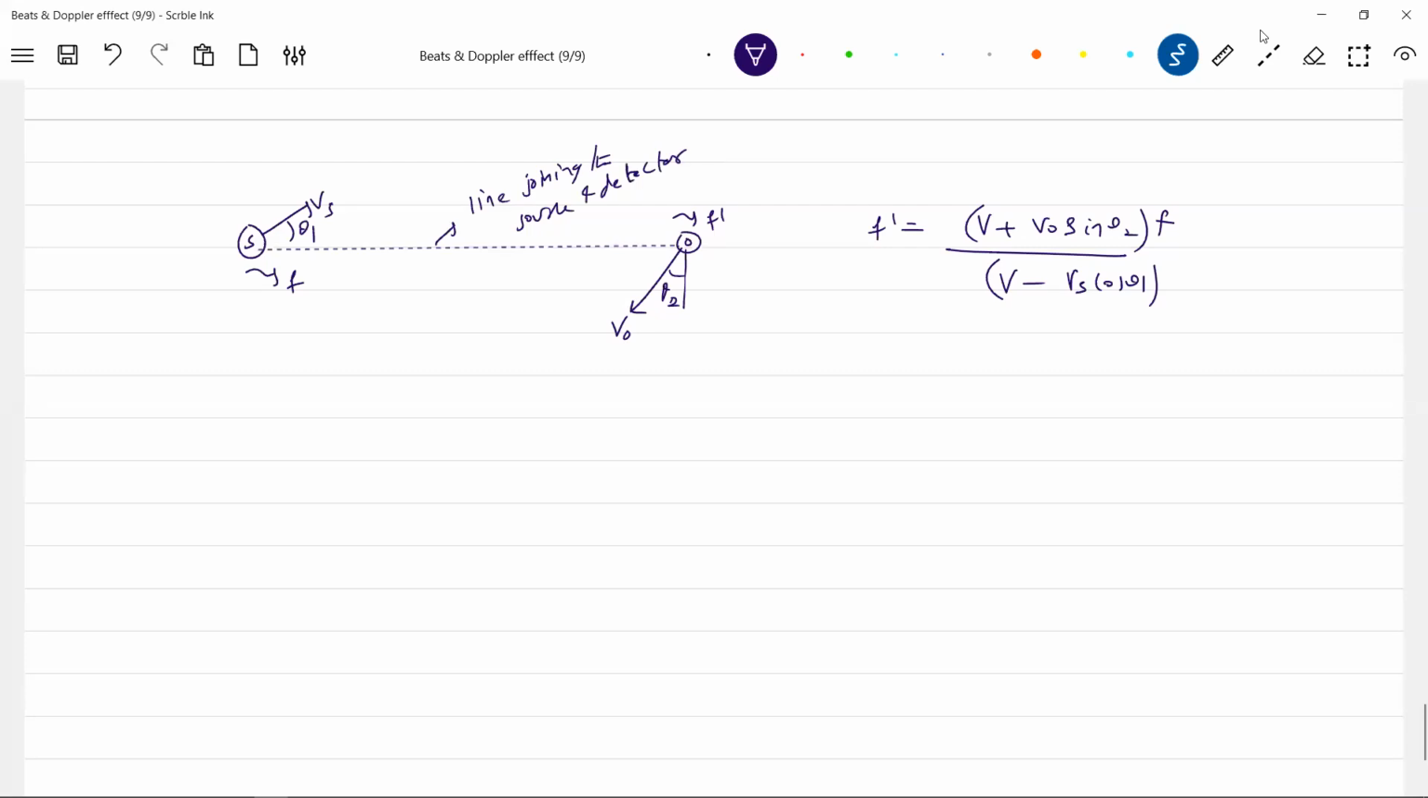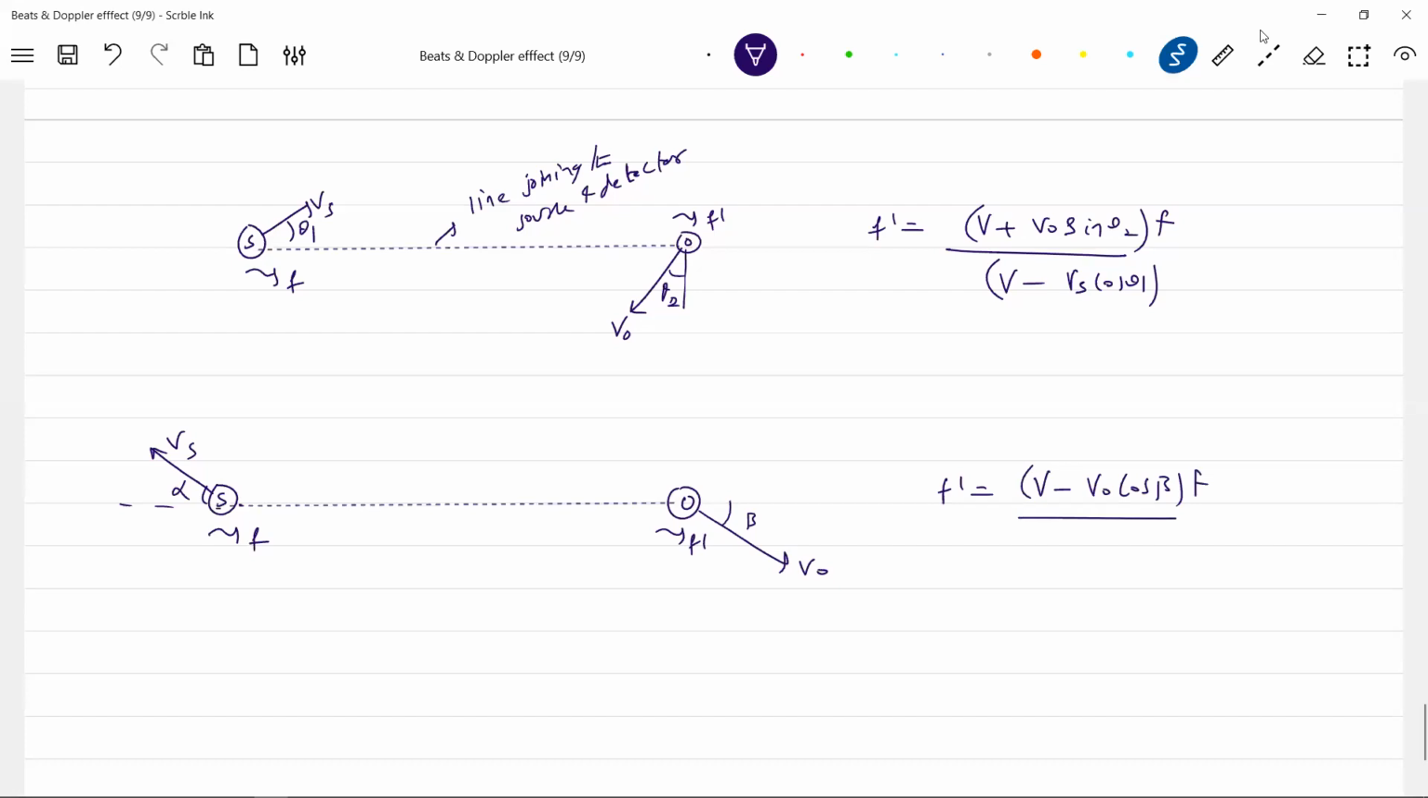Detector or observer, anything you can make it. So even it may be like this. You may think, sir, if it is like this, then how, because earlier you took it like this. So now also this will generate frequency f and it is going to be received at f dash. So what is f dash now in this case? It should be equal to v minus v naught cos beta into f by v plus vs cos alpha.